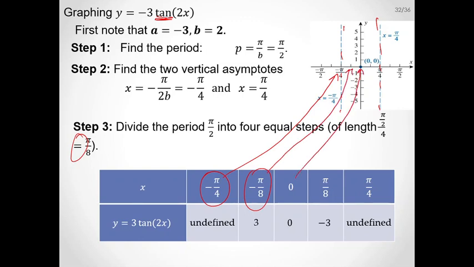So now we want to find them. Okay, there's a mistake here. The mistake here is this is minus, because this has to be minus. Now when you put negative pi over 4, you can put it here.